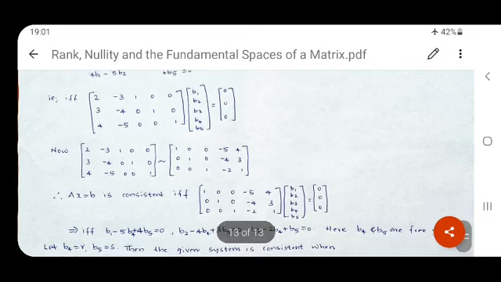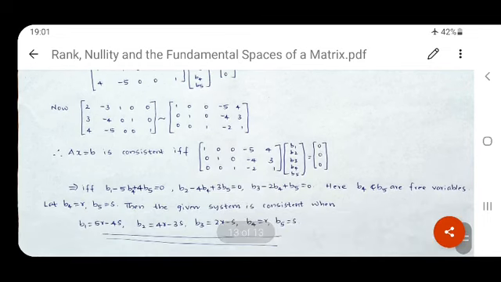Solving them, we get b1 equal to 5r minus 4s, b2 equal to 4r minus 3s, b3 equal to 2r minus s, b4 equal to r and b5 equal to s. That means for these particular values of b1, b2, b3, b4 and b5, or when these equations are satisfied, the given system is consistent. There are infinitely many choices for r and s, so you have infinitely many b1, b2, b3, b4, b5 for which the system is consistent. Thank you.